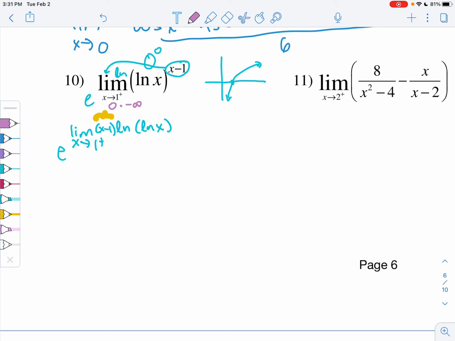Remember the Battle of the Giants. So then what we have to do is rewrite this so that it's a fraction. And the best way to do that is to move the x minus 1 down into the denominator. So in order to do that, we rewrite it as 1 over x minus 1.